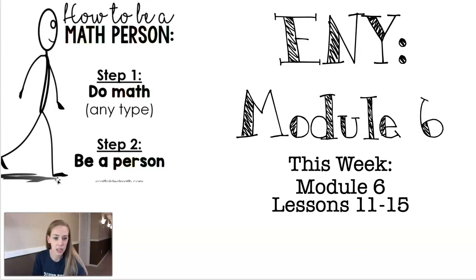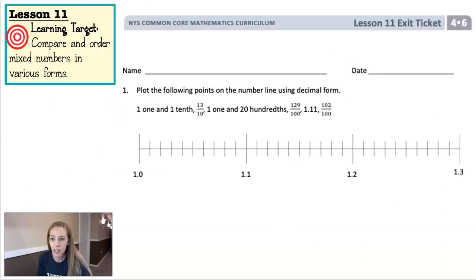This week we are on lessons 11 through 15. Okay, lesson 11. The learning target says we are going to be comparing and ordering mixed numbers in various forms, so fractions and decimals. It says plot the points on the number line using decimal form. Since they want it in decimal form and they only gave us one of the numbers in decimal form, we have to change the other ones to decimal form first and then put them on the number line.